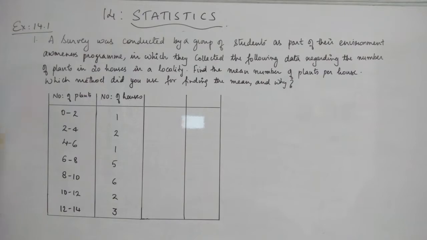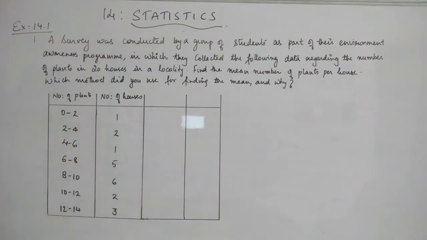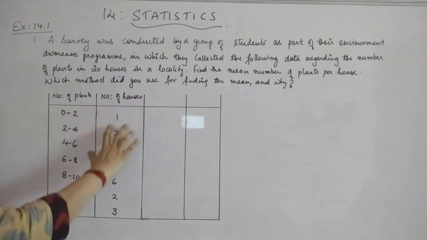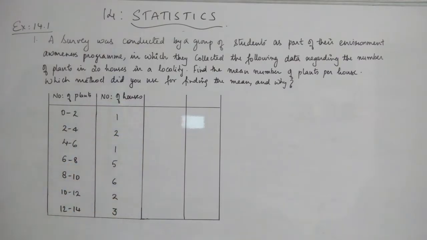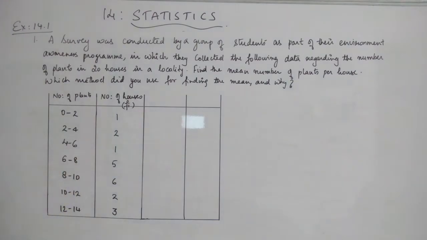And which method did you use for finding the mean, and why? We have studied two methods, that is the direct method as well as the assumed mean method. Now which one will we use? We will just look at the values and then decide which method to follow. Okay, so what all is given? The class interval is given: 0 to 2, 2 to 4, etc., up to 12 to 14. And the number of houses is acting as the frequency Fi. So the frequency is also given.